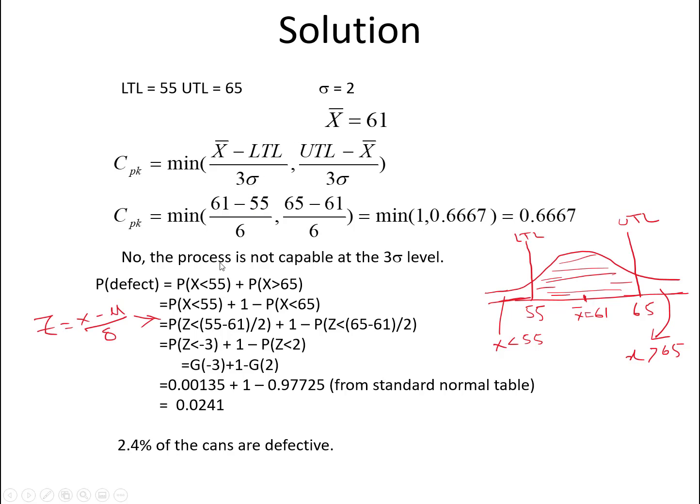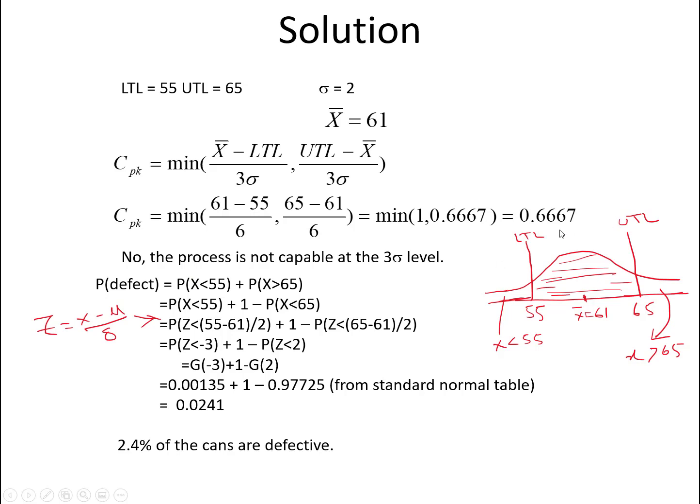So 3 into 2 will be 6, and 3 into 2 will be 6. Now when you calculate and simplify it, it will be 0.667. So we choose the minimum. No, the process is not capable at 3 sigma level.